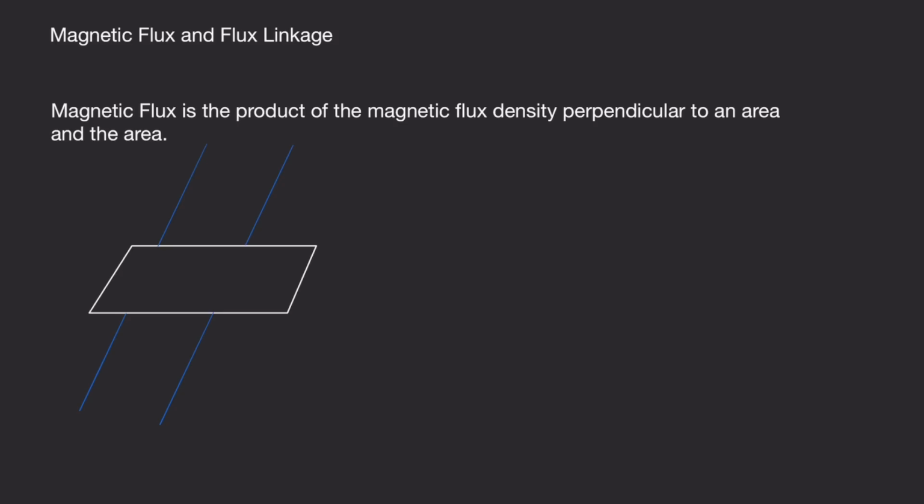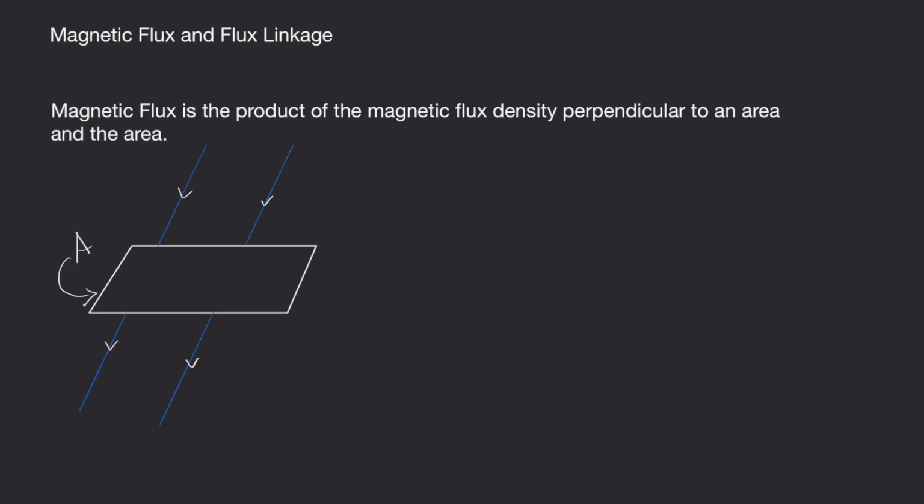Moving on to magnetic flux and magnetic flux linkage. So magnetic flux is defined as the product of the magnetic flux density perpendicular to an area and the area itself. Here is our area represented by this rectangular coil, for instance, or rectangular square coil. And here is our magnetic flux density, which let's say goes this way and cuts through this area.